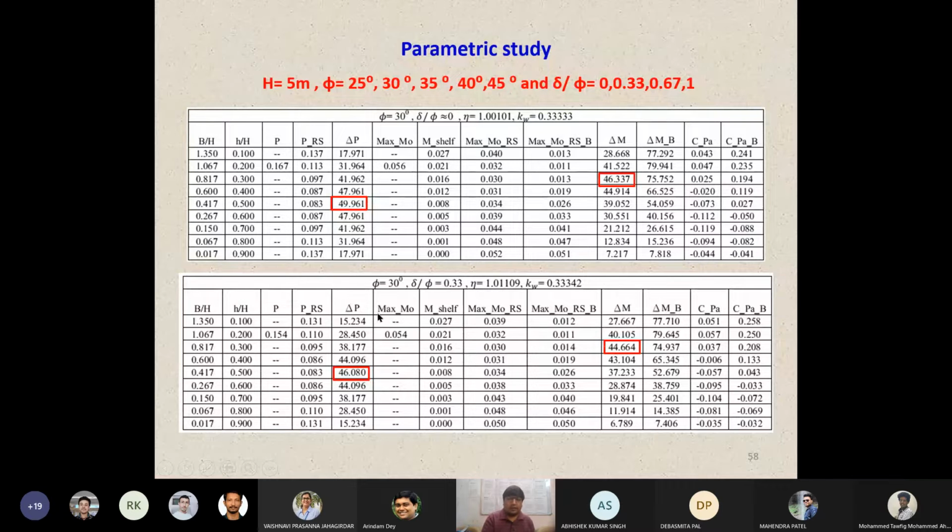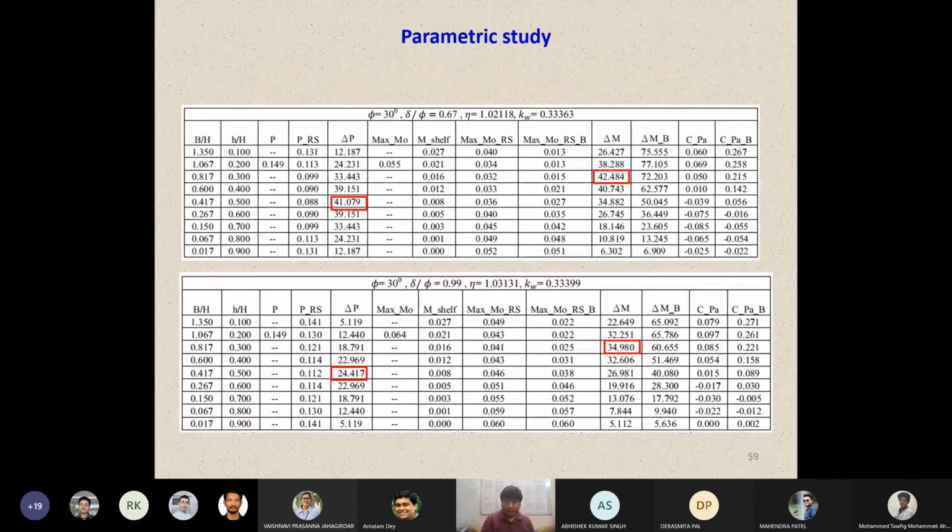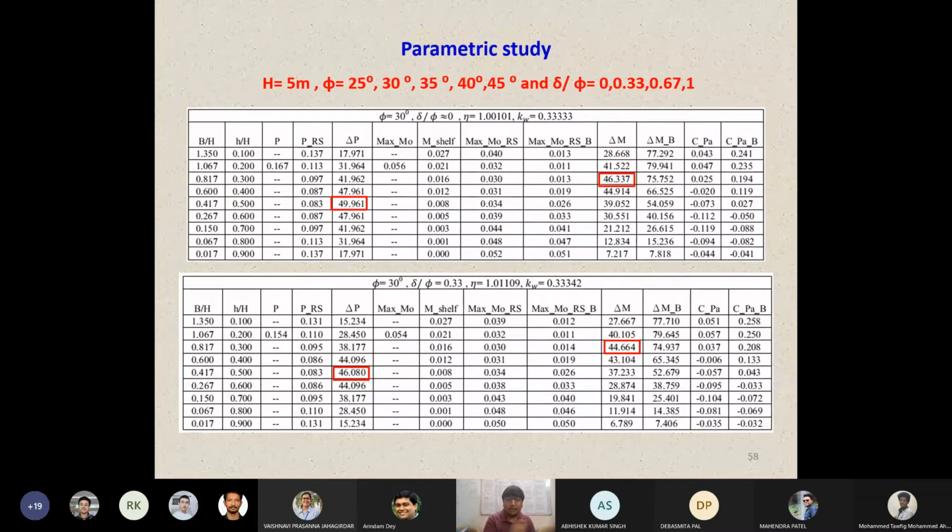Okay, moving on, there are a big number of tables over there. I'm just giving you what exactly is happening. However, the interesting point we noted is that this particular reduction in the maximum bending moment and the total lateral earth pressure reduction also depends on the phi value and the interface friction angle of the soil and wall.